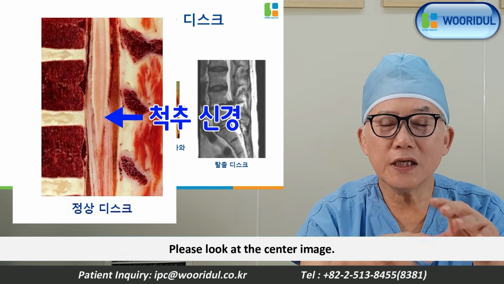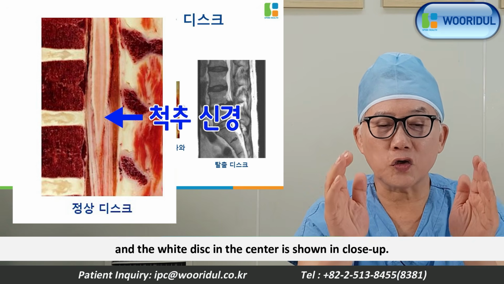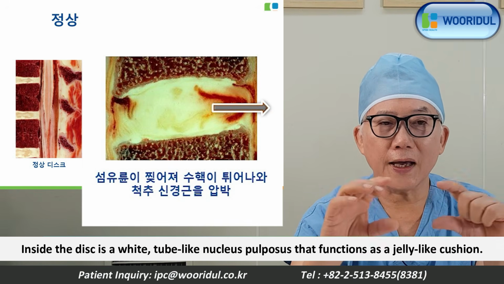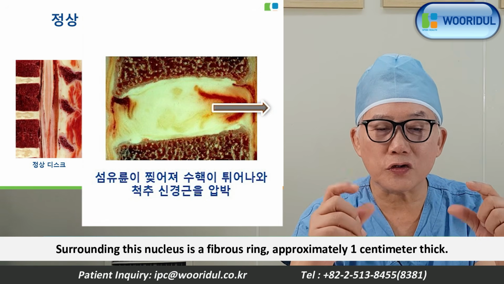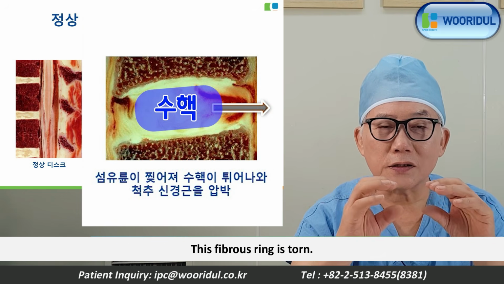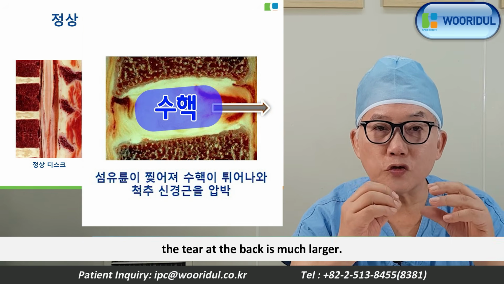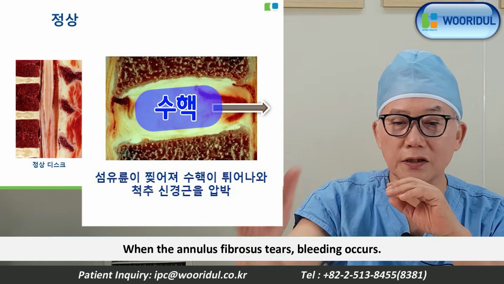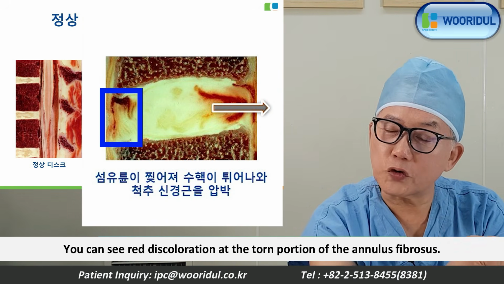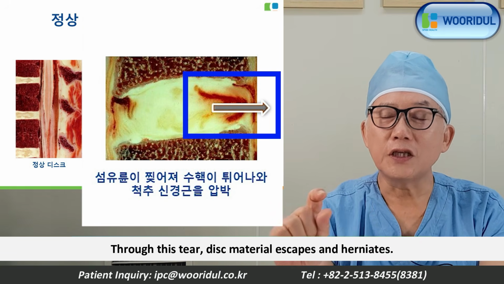Please look at the center image. The vertebrae are located above and below, and the white disc in the center is shown in close-up. Inside the disc is a white, tube-like nucleus pulposus that functions as a jelly-like cushion. Surrounding this nucleus is a fibrous ring, approximately 1 centimeter thick. This fibrous ring is torn. The tear at the front is small, but if you look in the direction of the arrow, the tear at the back is much larger. When the annulus fibrosus tears, bleeding occurs. You can see red discoloration at the torn portion of the annulus fibrosus. Through this tear, disc material escapes and herniates.